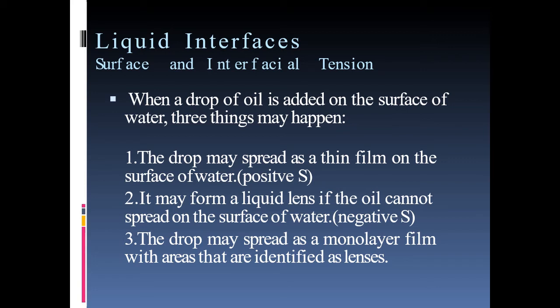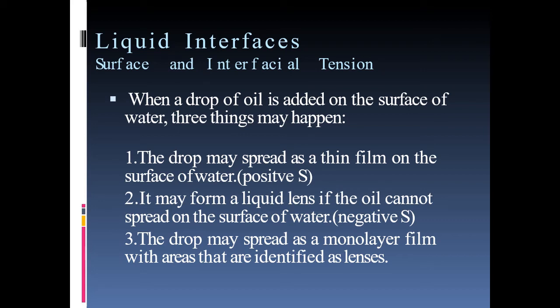And next one is interfacial tension. Interfacial tension occurs at the boundary of two immiscible liquids due to the imbalance of intermolecular forces. Interfacial tension is the tendency of an interface to become spherical to make its surface energy as low as possible.